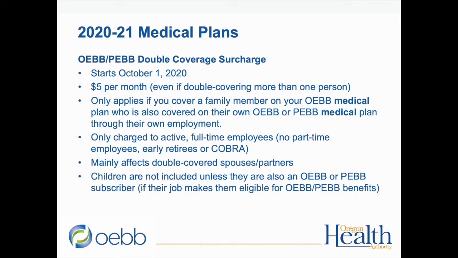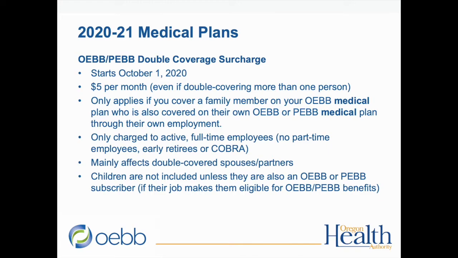Starting October 1st, 2020, if you're a full-time active employee and you cover a dependent who is also enrolled in their own OEB or PEB medical plan through their own full-time active employment, you'll be subject to a $5 a month surcharge. Note, it only applies to medical coverage, not dental or vision, and it only applies to the Oregon State Insurance Plans, OEB and PEB, not private employers and not public employers in other states.